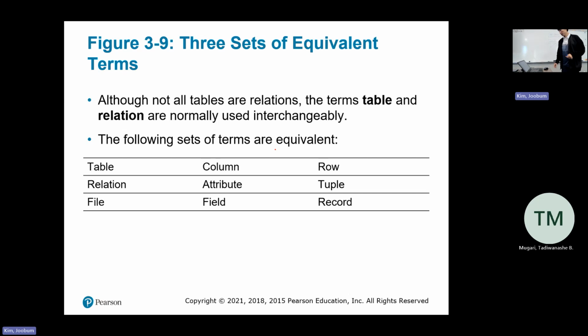So table, relation, file; column, attribute, field; row, tuple, record are used interchangeably.